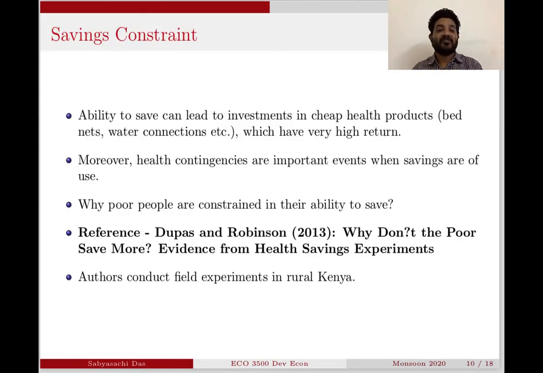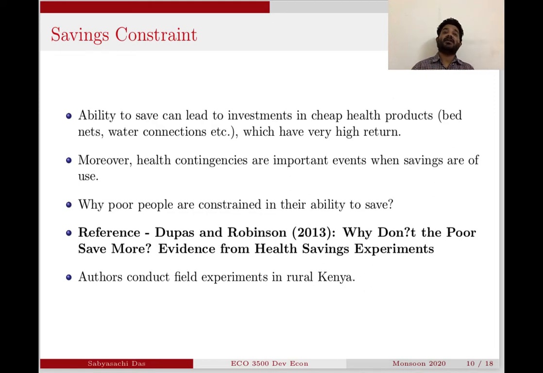Let's move to savings constraint. Now, as I've already argued, if we think in terms of households, not firms, we are thinking about why poor households are not able to save, and the consequences of not saving could be severe, because the ability to save can lead to investments in cheap health products such as bed nets, water connection, etc., which have very high health returns. Right? You can live much longer. You will be able to earn much more and provide for family, etc.